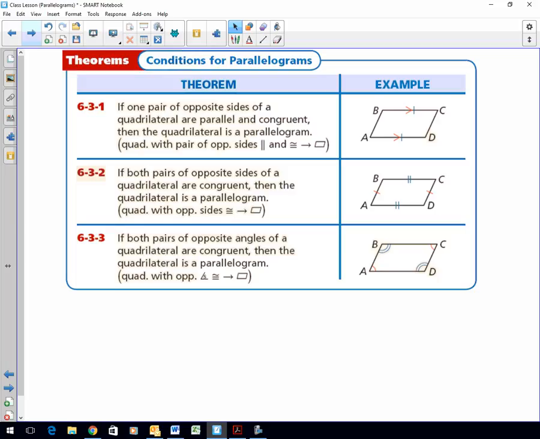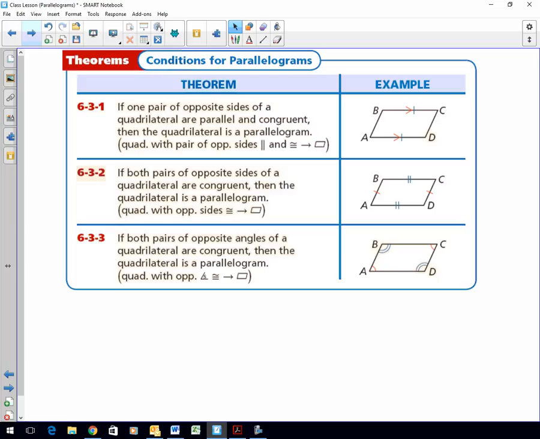Don't write these down. It's too confusing if you write them down. Okay, let's go over it. If one pair of opposite sides of a quadrilateral are parallel and congruent, then we have a parallelogram. Think about what I just said. If one pair of the opposite sides are parallel and congruent, I've got a parallelogram.